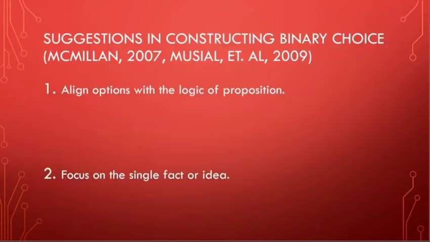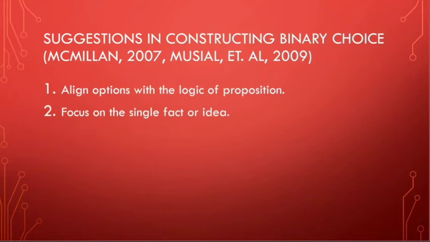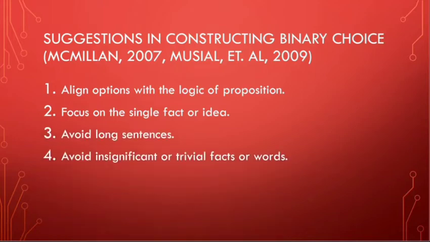Now, what are the suggestions, the guidelines that we need to follow in constructing binary choice type of test? First, align options with the logic of proposition. If it's true or false, the proposition must be about a true or false item, not yes or no. We might be confused if the item is asking for a yes or no response, but then your options are true or false, or the other way around. So if it's true or false, I repeat, the proposition must be about a true or false item, not a yes or no.